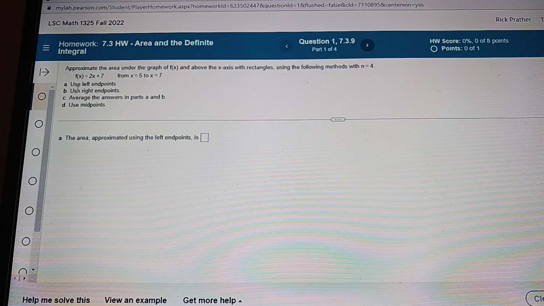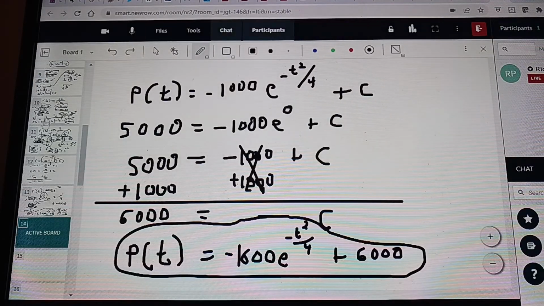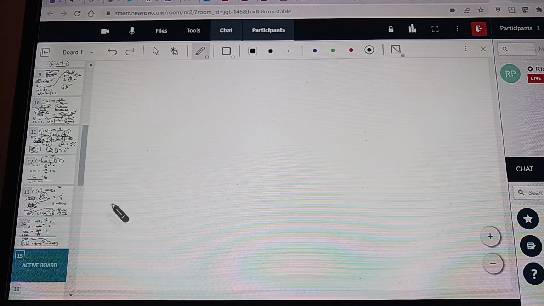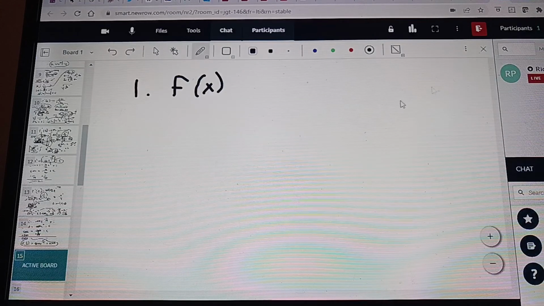Okay, so I have an original function, f of x equals 2x plus 7. It's linear. And I want to go from 5 to 7. And I want to approximate the area under the graph and above the x-axis with 4 rectangles. Okay, so here's number 1. I have f of x equals 2x plus 7 from 5 to 7.